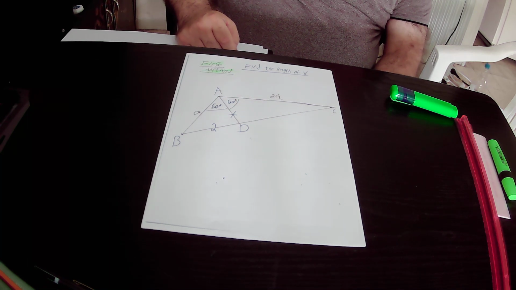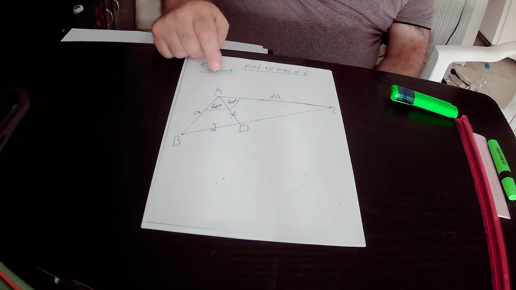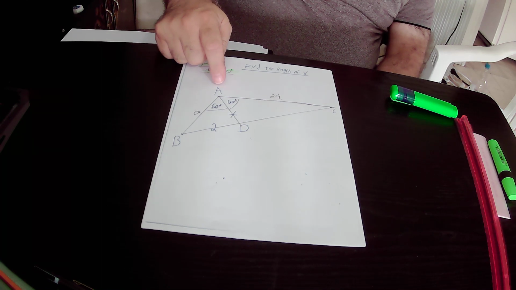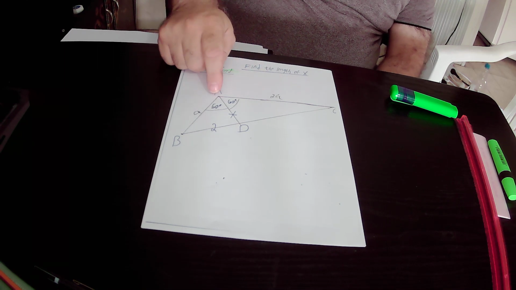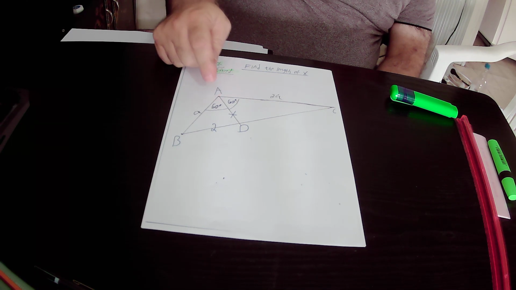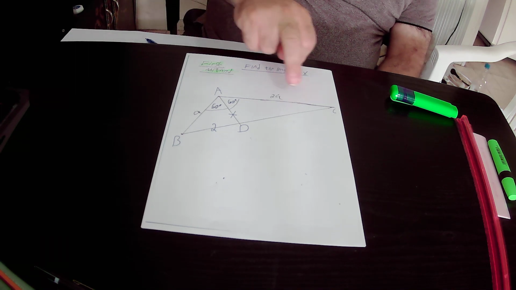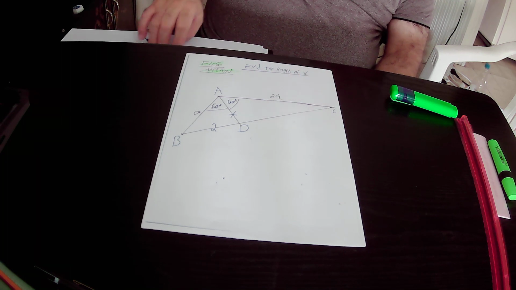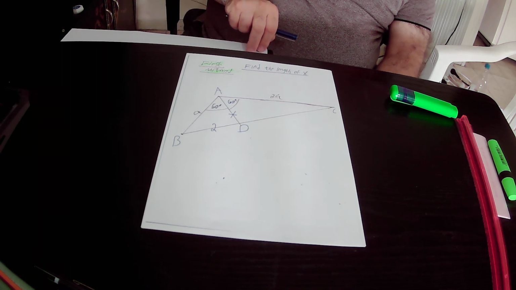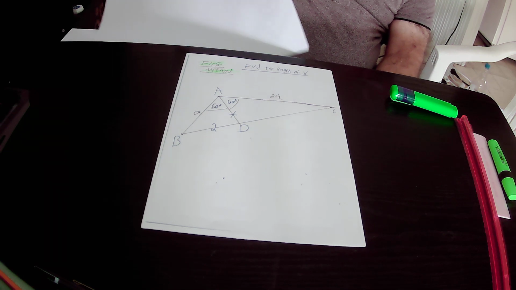Okay? You can see here that AD divides angle BAC that is equal to 120 degrees into two halves. Each half equals 60 degrees. Therefore, we use the angle bisector theorem in order to find the value of line segment DC. So what is the angle bisector theorem? The angle bisector theorem is true in any triangle.